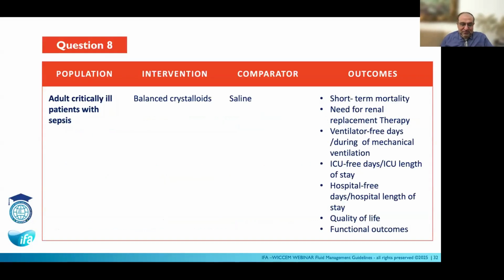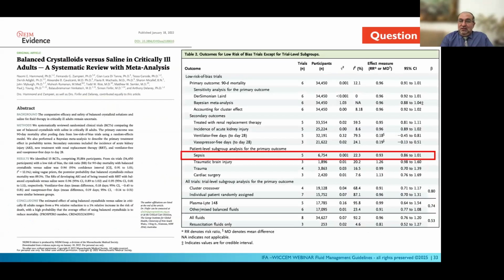How about in patients with sepsis? Patients with sepsis are a specific group of the critically ill patients. They are at high risk of mortality. They are at high risk of acute kidney injury. So should we use balanced crystalloid or saline?